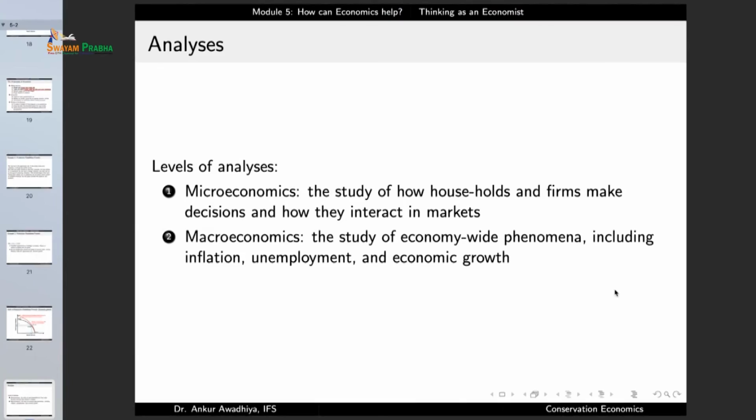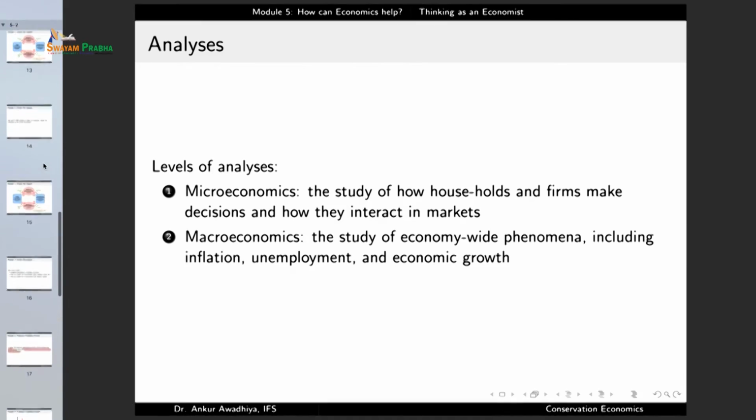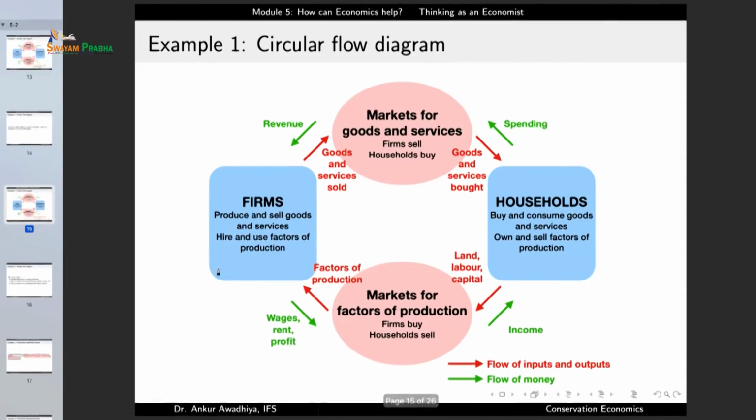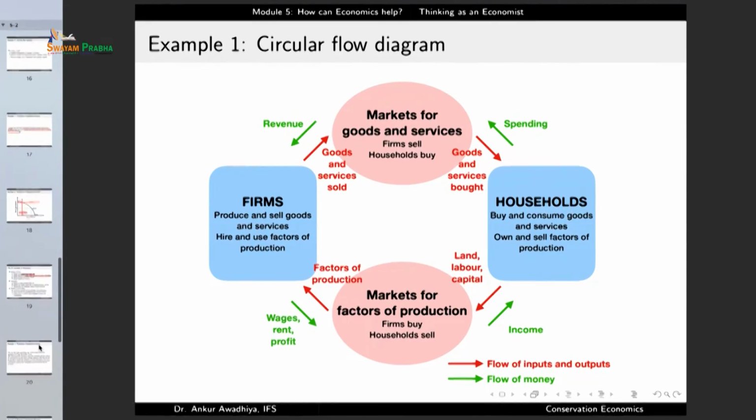Next, let us have a look at the economic analysis. Now, economics does analysis at two different levels. The first is the level of microeconomics. Microeconomics is the study of how households and firms make decisions and how they interact in the markets. So, in the case of microeconomic analysis, we will concentrate on a single firm, or we will concentrate on, say, a single household, and we will concentrate on a market in which these are interacting.